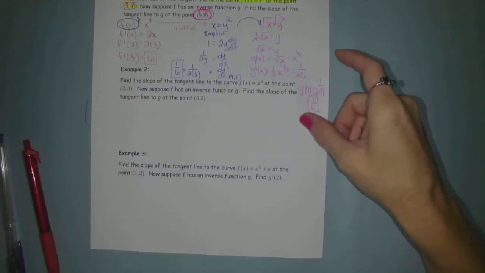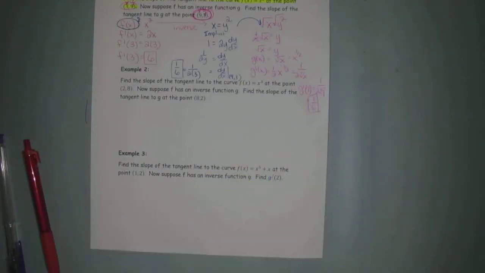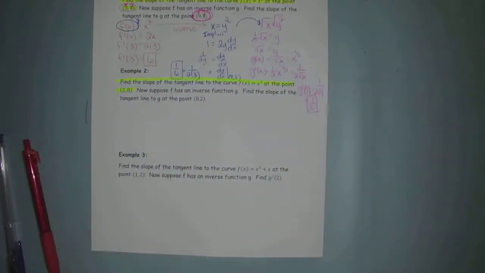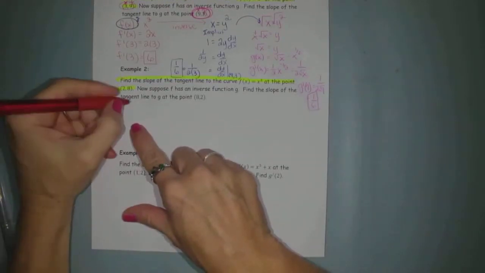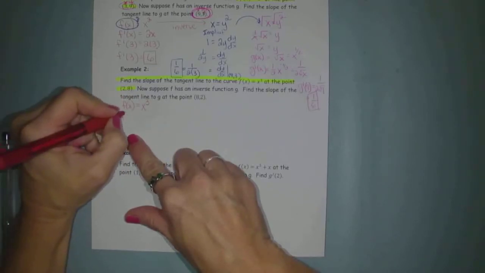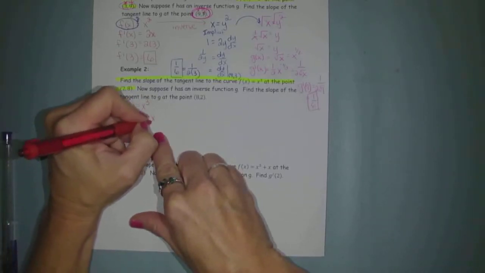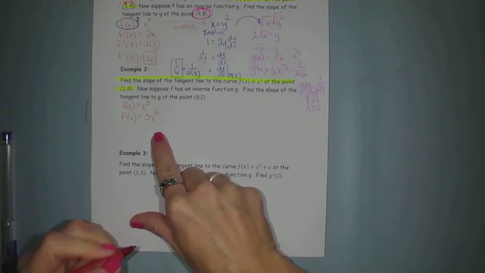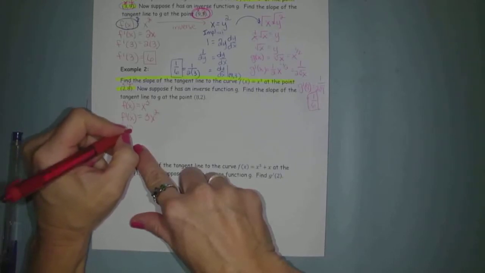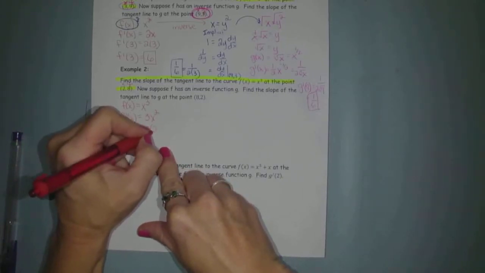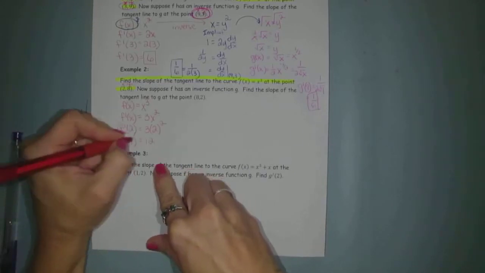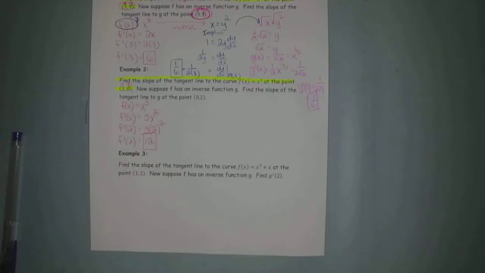It says, find the slope of the tangent line to the curve f of x equals x cubed at the point 2, 8. So let's start with that. So we'll bring f of x down. So f of x is x cubed. So f prime of x will be 3x squared. And plugging in the x value, 2 for x, f prime of 2 is 3 times 2 squared. And so f prime of 2 is 12. Let me box that in. Easy. That's what we've been working on.